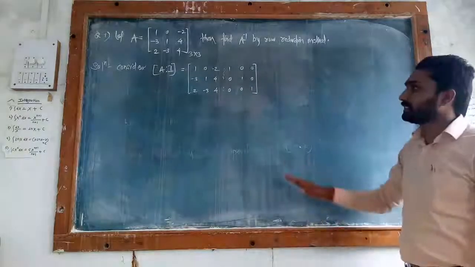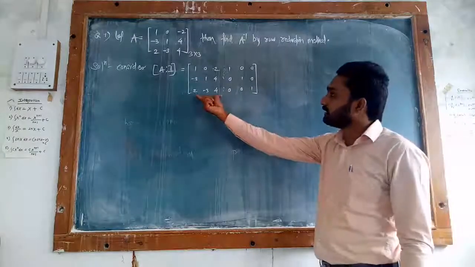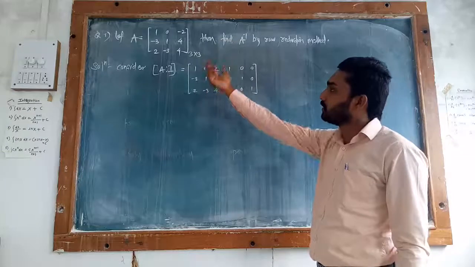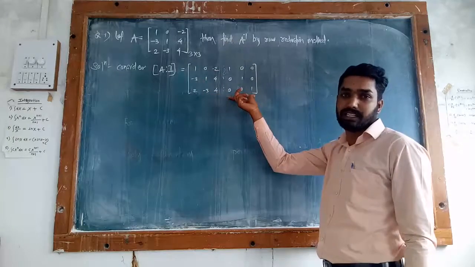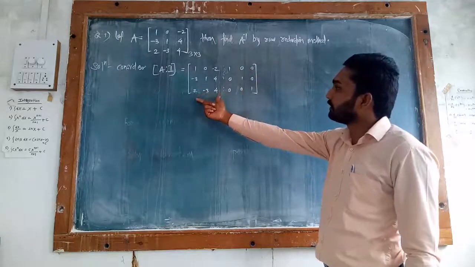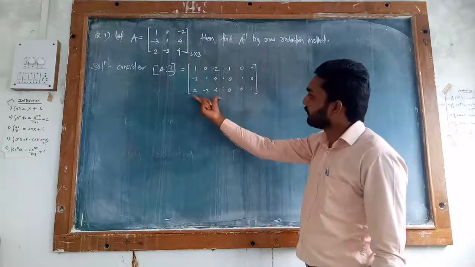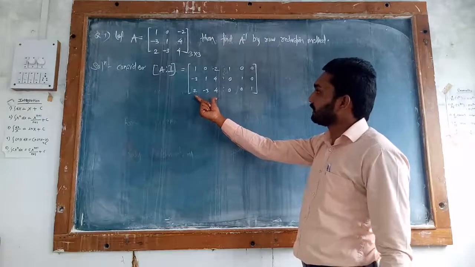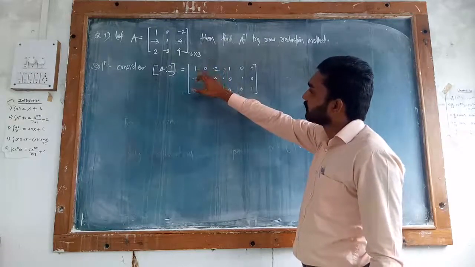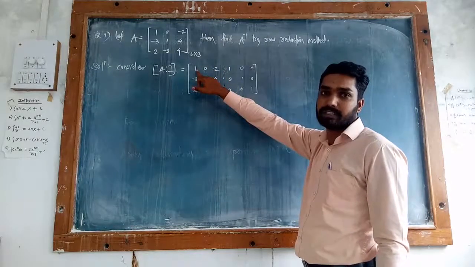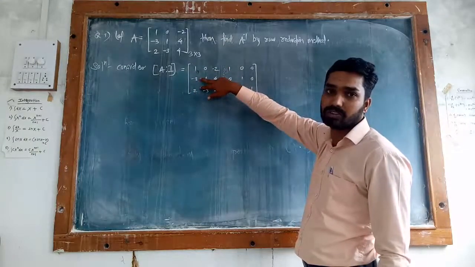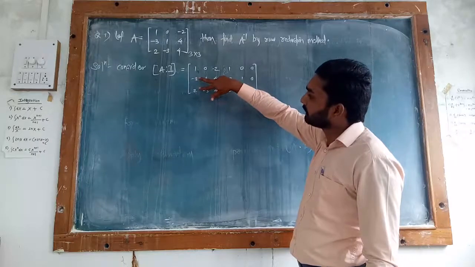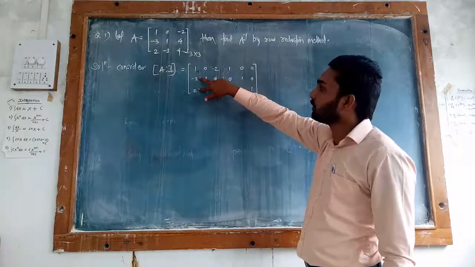Okay. Now first step, we have to finally make this matrix an identity matrix, and the other matrix becomes the A inverse matrix. So we have to make this matrix an identity matrix. For this, we have to make the first entry 1. Then we have to make the two entries below it 0. So how to make 0?